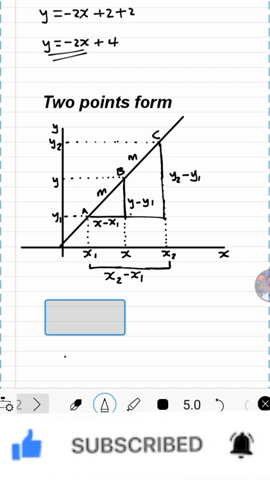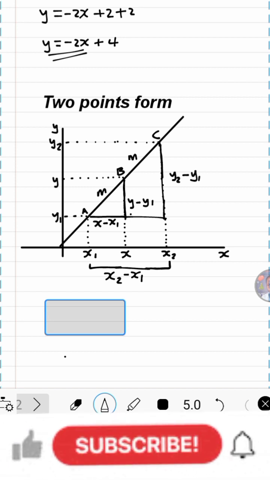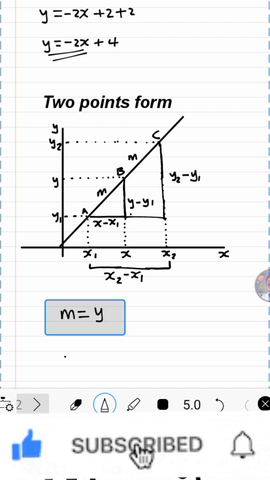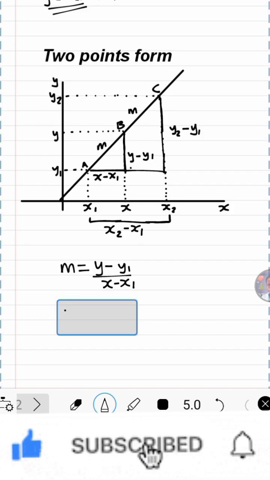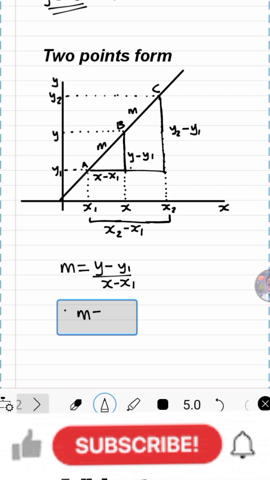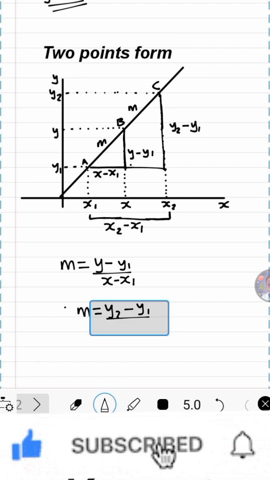First, we are going to use point A and point B to calculate the slope of the line. Therefore, the slope of the line is going to be equal to, using point A and point B, the change in the vertical axis between point A and point B, y minus y1 over x minus x1. And we want to use point A and C to calculate the slope of this line. The change in the vertical axis of point A and C is equal to y2 minus y1, while the change in the horizontal axis is x2 minus x1.